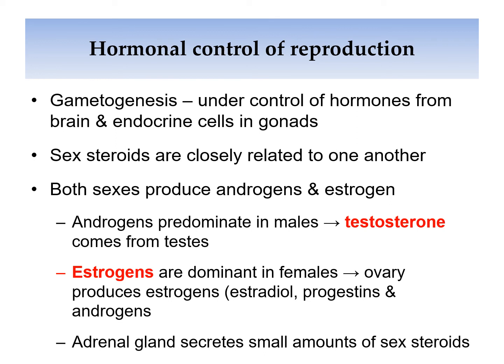On top of that, as you know, the adrenal gland also secretes some small amounts of sex steroids, and these are your androstenedione or your DHEA, which are also hormones that influence the amount of testosterone and estrogen that's available in the body.